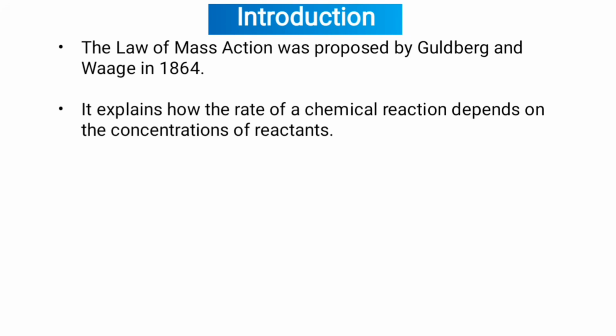Introduction to law of mass action. The law of mass action was proposed by Guldberg and Waage in 1864. It explains how the rate of a chemical reaction depends on the concentrations of reactants.